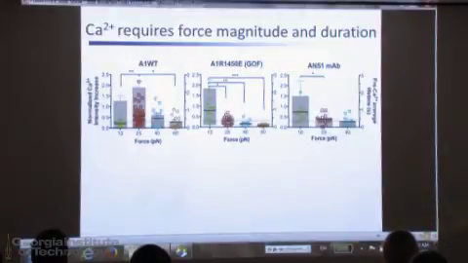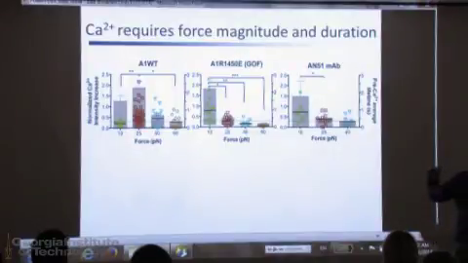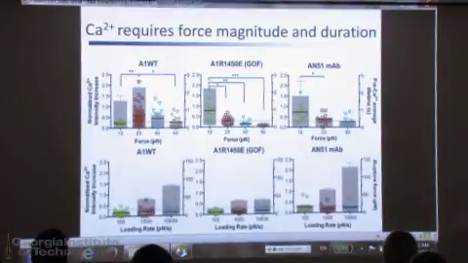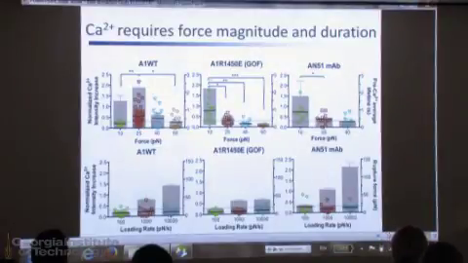Now, if I just run the force until rupture without holding it, so that's the rupture force experiment, what you see here is this data. Same thing, calcium here. So this is the rupture force. It's actually much, much higher.